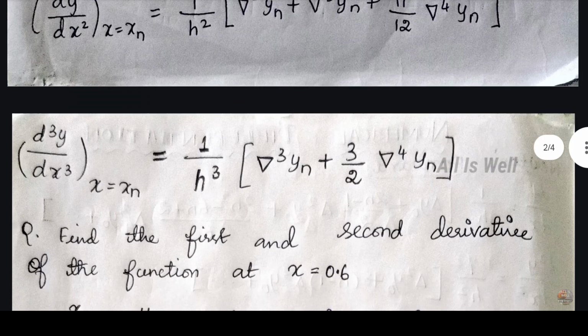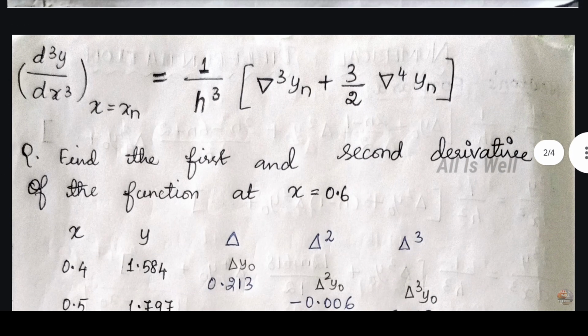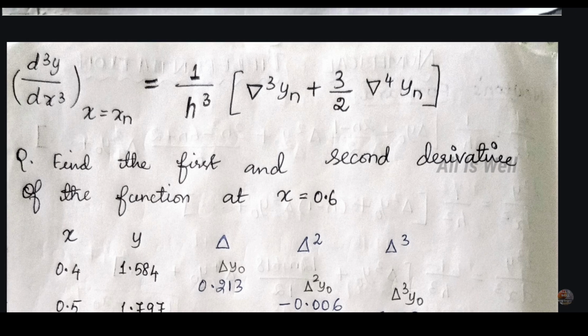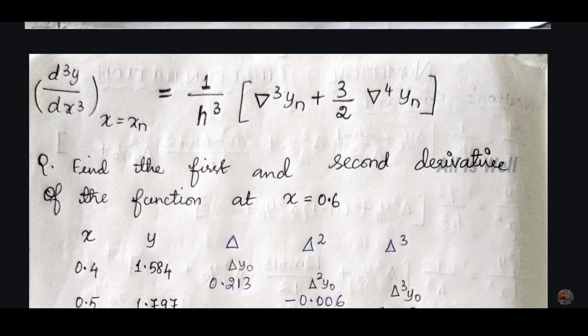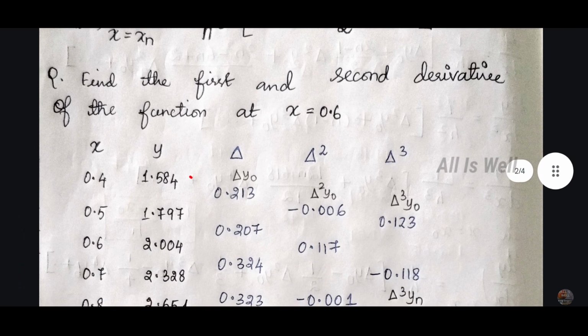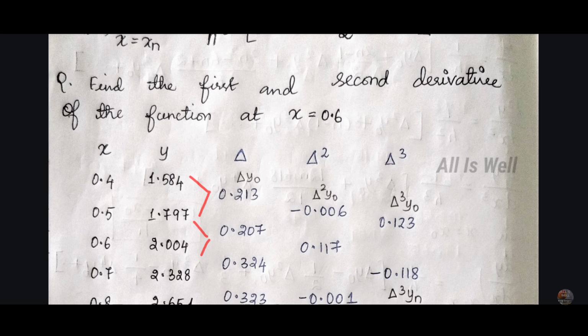Now, let's see a problem to understand this concept in a better way. Find the first and second derivative of the function at x equal to 0.6. Here, the values of x and y will be given in the question. We have to tabulate the interpolation table for calculations. As we already know, del is just the difference of y values, del square is just the difference of del y values and del cube is the difference of del square y values.